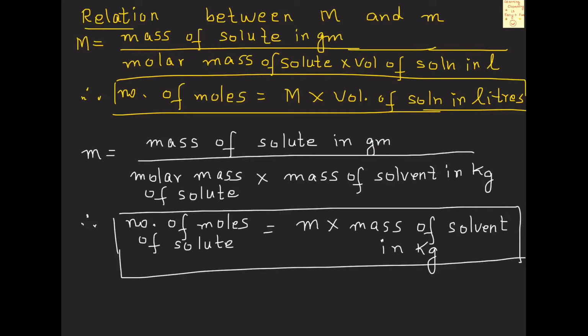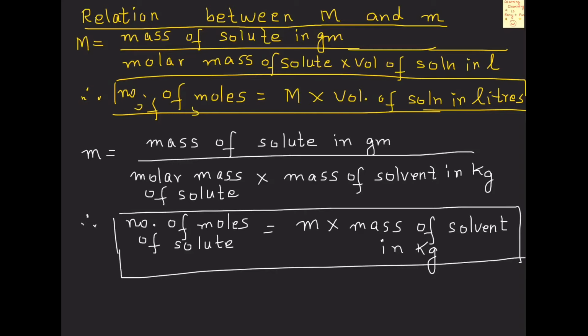We are next deriving a relation between capital M and small m, the big bro and the small bro, right? The big brother here, the small brother. Let's put down the formulas that we have learned till now. M, capital M, is molarity, mass of solute divided by molar mass of solute into volume of solution in liters. Now mass divided by molar mass is what? Number of moles of solute, right?